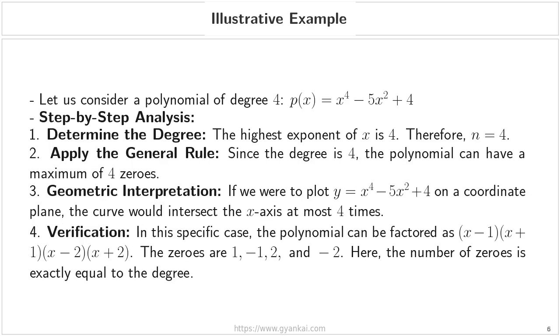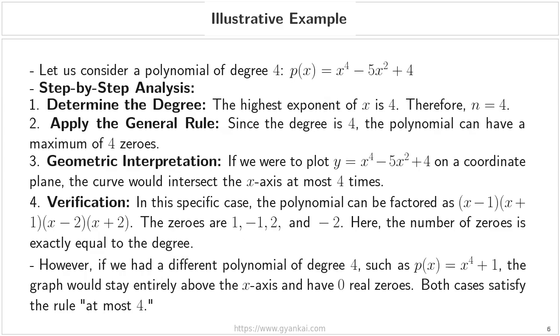Finally, let's perform a verification to see if the rule holds up. In this specific case, we can actually factor this polynomial into the product of x minus 1, x plus 1, x minus 2, and x plus 2. This gives us the zeros 1, -1, 2, and -2. In this particular instance, the number of zeros is exactly equal to the degree. However, remember that the rule says at most, not exactly.